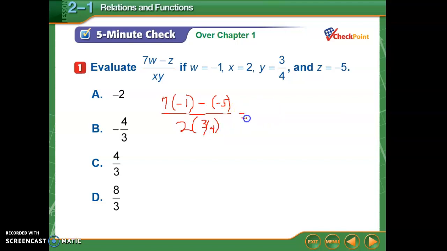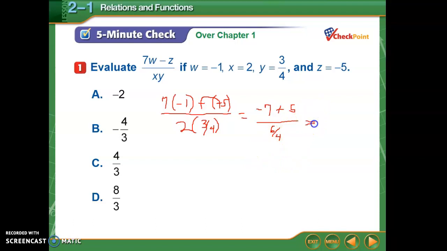Alright, so let's simplify. So multiply this first. 7 times -1 is -7. And then minus -5. So double negatives, that will give us a plus 5, over 2 times 3. That gives us 6 over 4.